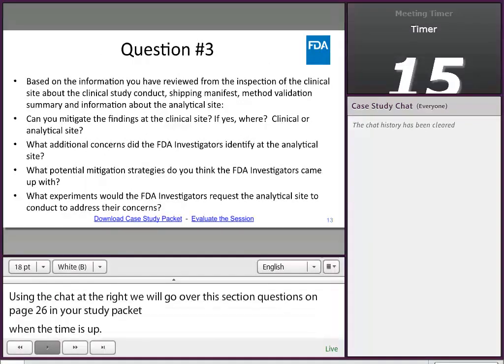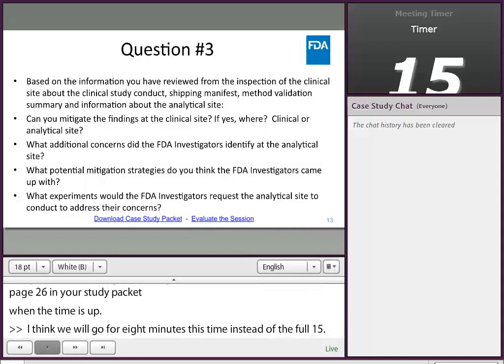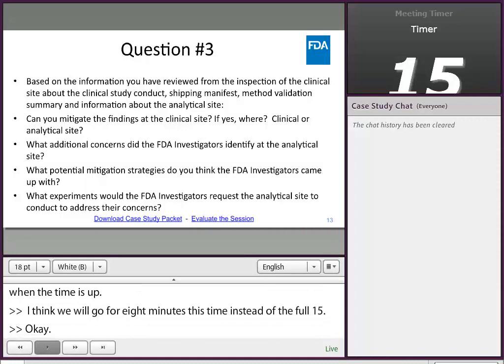And I think we'll just go for 8 minutes this time instead of the full 15. Okay, this is an update, so we will take 8 minutes for this section because I think most of you are now aware of the situation, so you will be able to get through the material quicker.